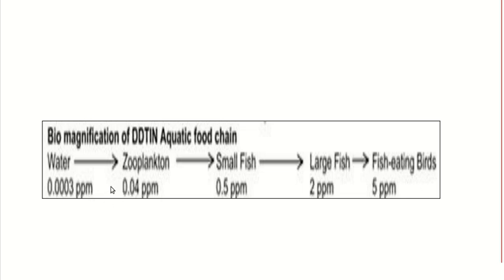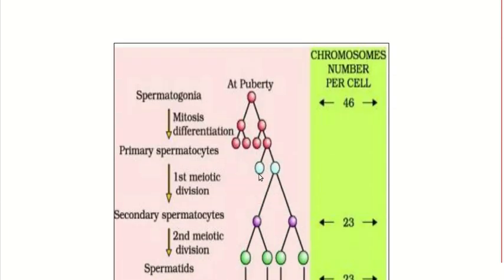So the biomagnification of DDT in aquatic food chain, with an example they have given, water has 0.003 parts per million. When it enters the zooplankton, it becomes 0.04 parts per million. Small fish, it is 0.5 ppm. In the large fish, it is 2 ppm, and fish eating birds will be having 5 ppm of DDT. This is an example of biomagnification of toxic substance in the aquatic food chain.